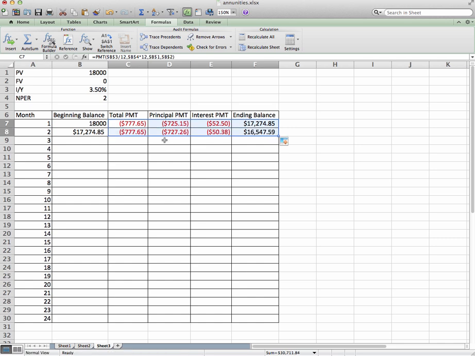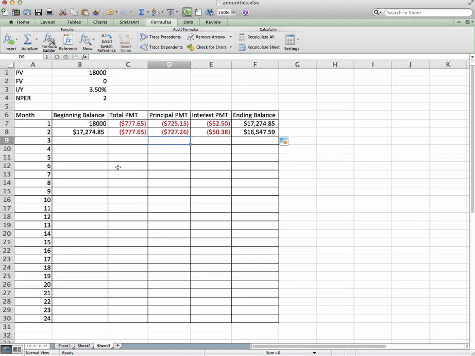All right, it looks like it worked. So I have my payment stays the same. It's going to stay the same throughout the life of the loan. However, my principal payment goes up because I'm paying less interest because I have a lower beginning balance. So there's an inverse relationship here between principal payment and interest payment. Throughout the life of the loan, the amount of principal that goes into your payment increases as the amount of interest decreases. Then I have my ending balance here.